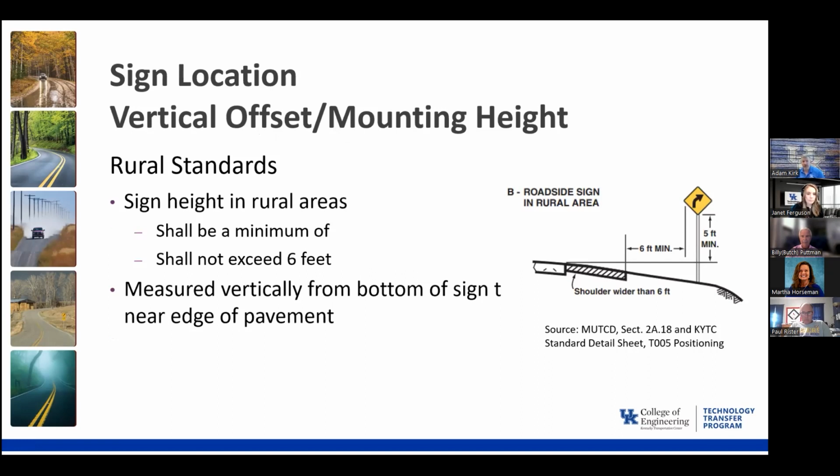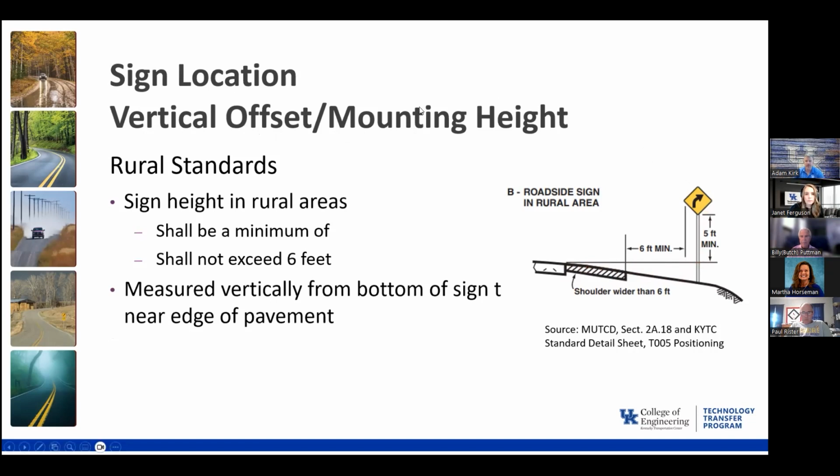So within rural areas, what we look at is a minimum of 5 feet. And when we say 5 feet, we're talking about from the top of the road edge. So on most of our roads, if we're in a fill area, the road edge is going to go down, and we want to have 5 feet above that road edge.